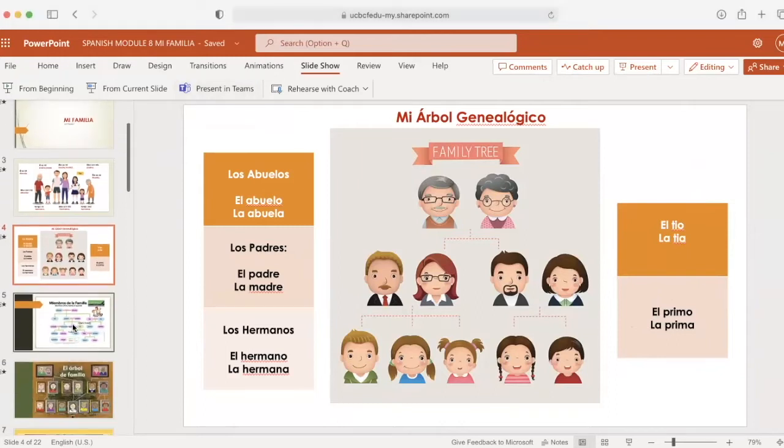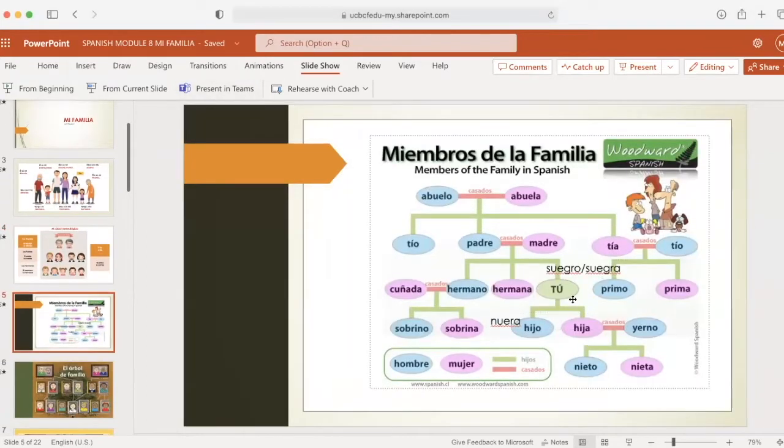Next. Okay, we have here a bigger family tree. You can also see miembros de la familia, no? So we have here casados. It means married. And please look at the legend here as well. Hombre is male. And mujer is female. So when you see color blue, it means they are hombre. They are male. And when you see pink, they are female. Okay. So casados is married. Right. And hijos are the children of whoever's.